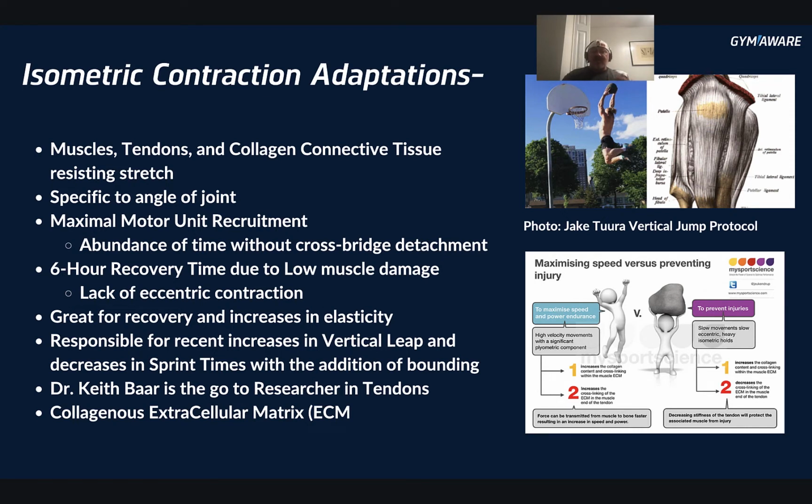Responsible for recent increases in vertical leap and decreases in sprint times if you add isometrics with bounding. Isometrics are going to cause a thickness of the tendon, but then you need the bounding or explosive type movements to create more of a matrix, which is what makes it really tight.